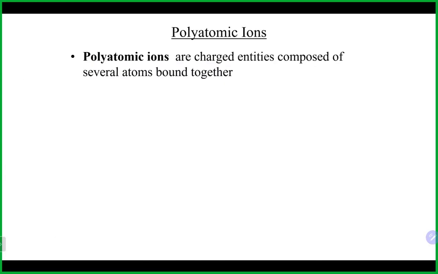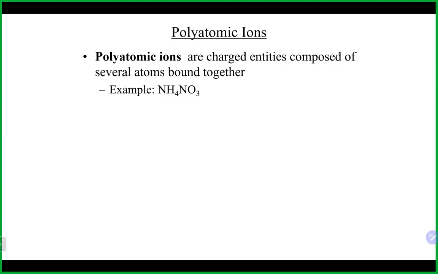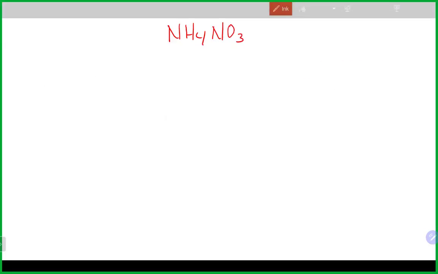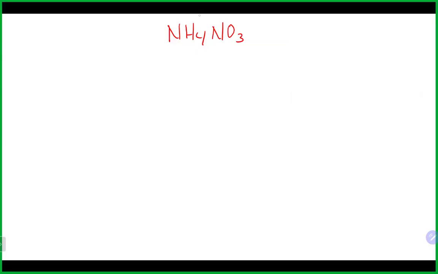So for example, if we take this one here, which is NH4NO3, and I'll just go up here again so it's easier to see, hopefully for you. In this particular example, we actually have two polyatomic ions present. We could split this sort of compound right in the middle. And on the left-hand side, this is really NH4 plus.